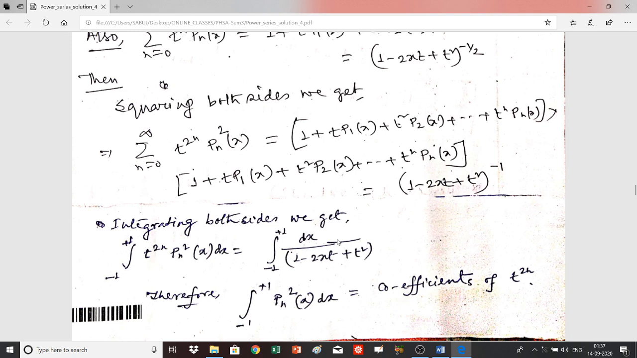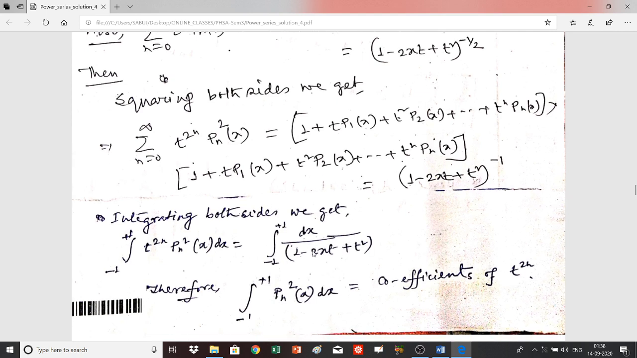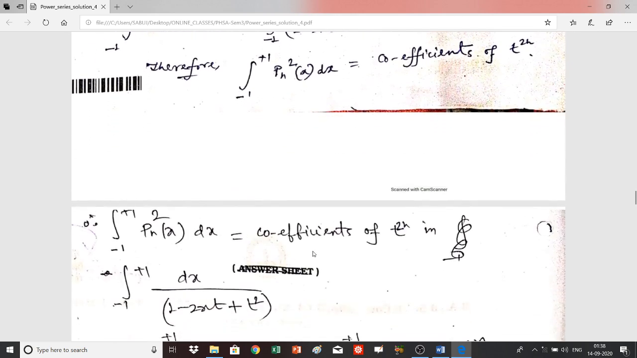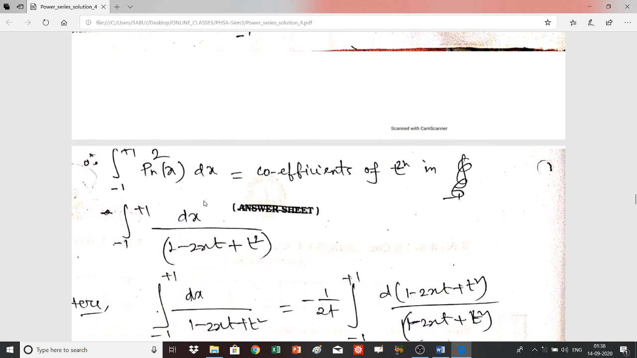Since it is equal to this, the t to the power n term is also present here, and if you compare, then you will have the integral from minus 1 to plus 1 of mod Pn whole square dx is equal to the coefficient of t to the power n in this term also. So here this is also written: coefficient of t to the power n in this.